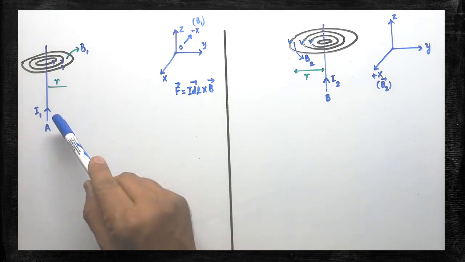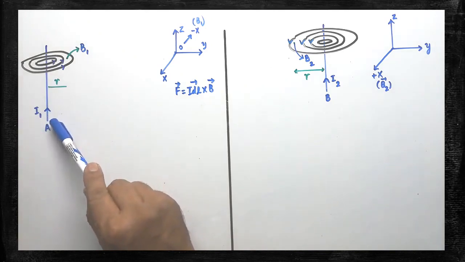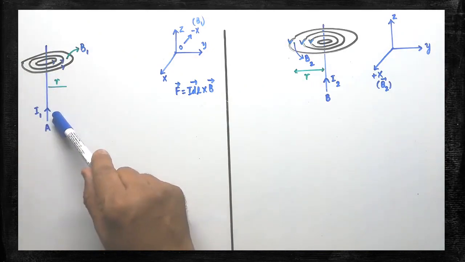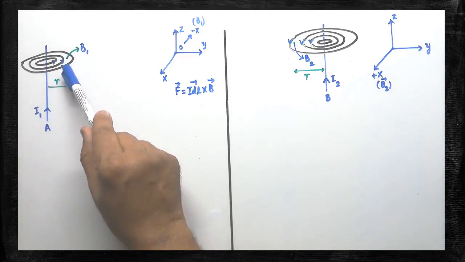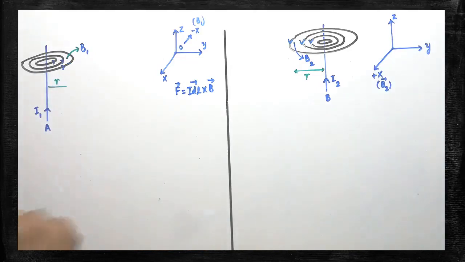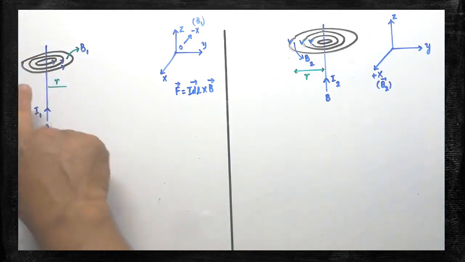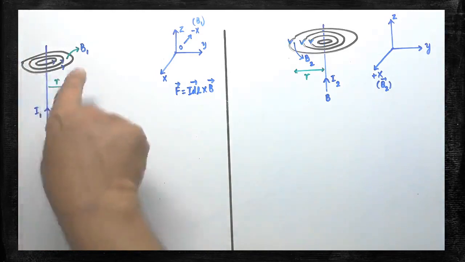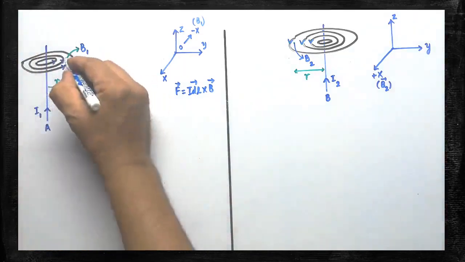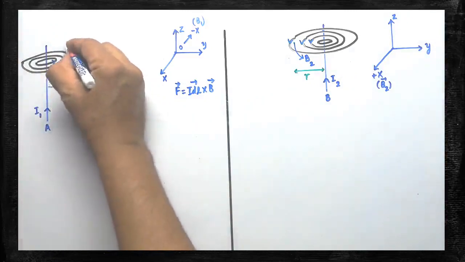Listen here, in this picture there is a conductor. The name of the conductor is A, through which the current I1 passes. And here the magnetic field is seen in the form of concentric circles. When current goes in the upward direction, as per the right hand thumb rule, the direction of the magnetic field will be anti-clockwise. Here there is one point, point P.